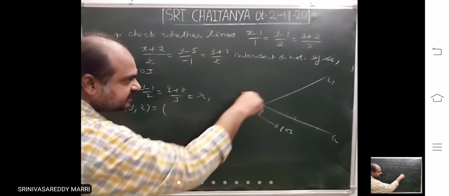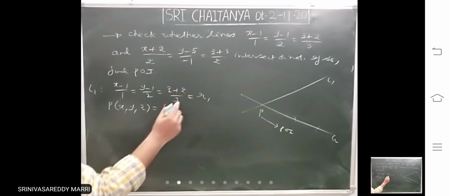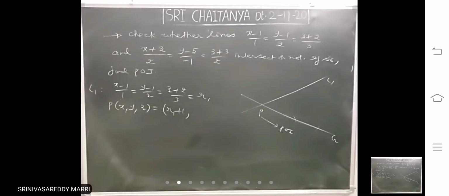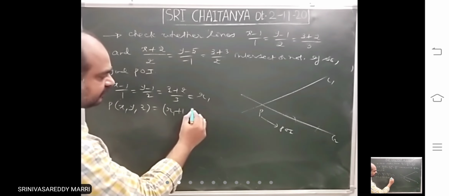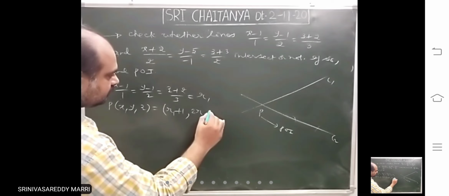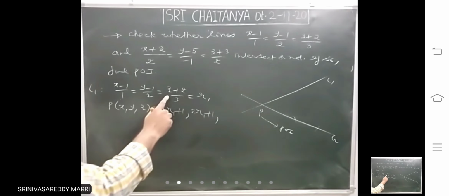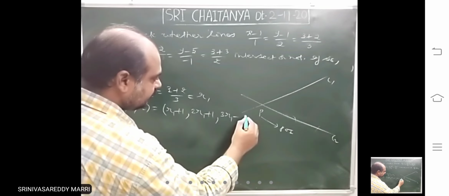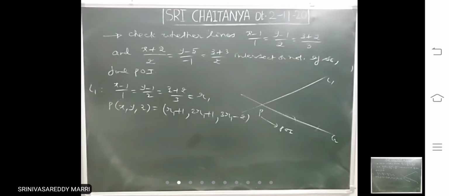P on the line means what? X, Y, Z, calculate this. Equate this to R1, so x is R1 plus 1. Equate this to R1, so y is 2R1 plus 1. Equate this to R1, so z is 3R1 minus 2. Okay, line 1 taken and P calculated.